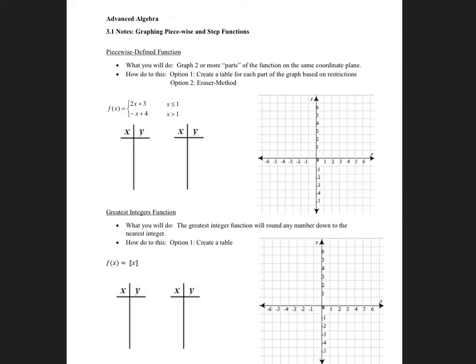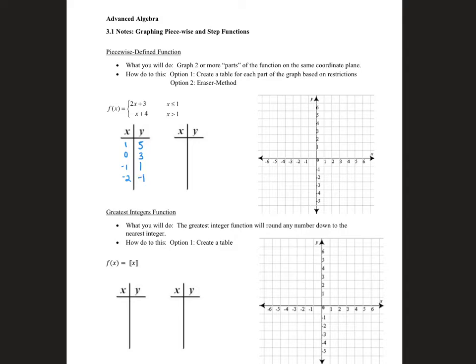Starting with 2x plus 3, I know that x has to be less than or equal to 1. So I'm going to start with x being 1, and then I know I need to pick values for x that are smaller than 1. So 0, negative 1, negative 2. And let's go ahead and plug 1 in. So 2 times 1 is 2 plus 3 is 5. 2 times 0 is 0 plus 3 is 3. 2 times negative 1 is negative 2 plus 3 is 1. 2 times negative 2 is negative 4 plus 3 is negative 1.